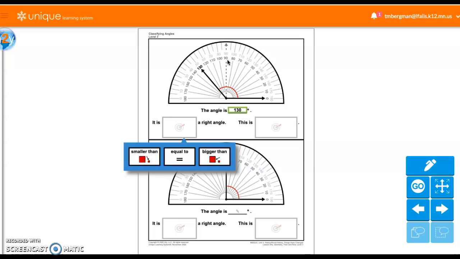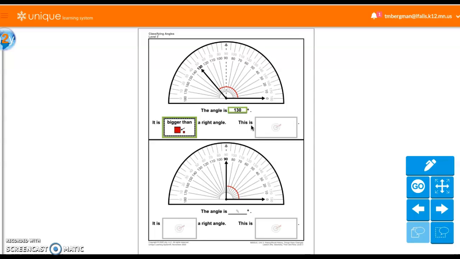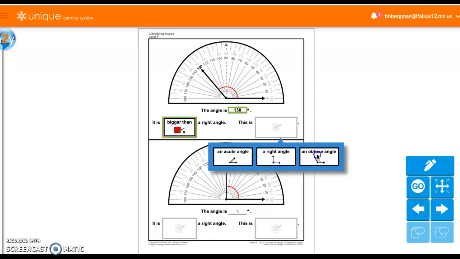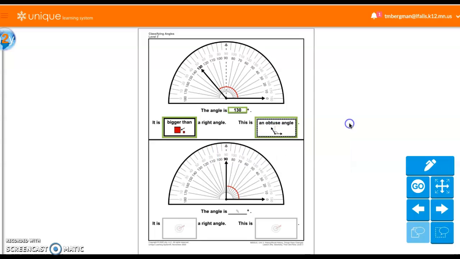Remember, the right angle is here. And since this shows us how large the angle is, we know that it is bigger than a right angle. Okay? So if it is bigger than a right angle, that means it is obtuse.